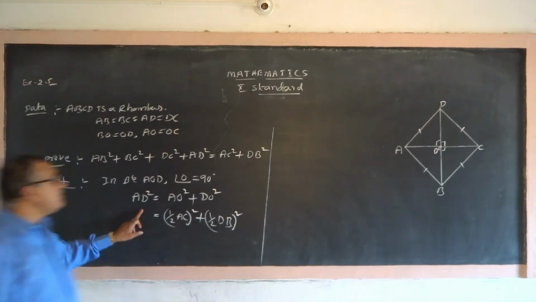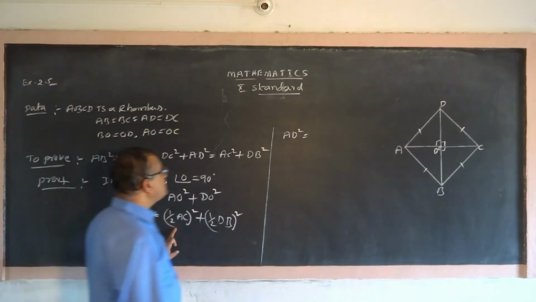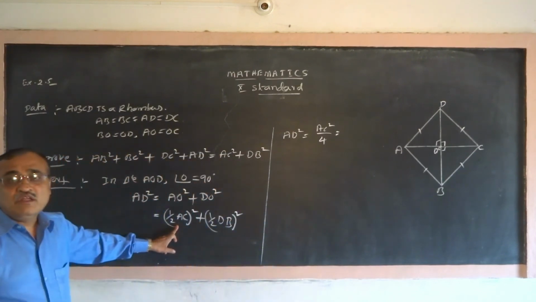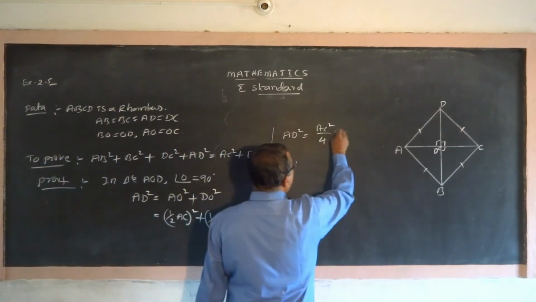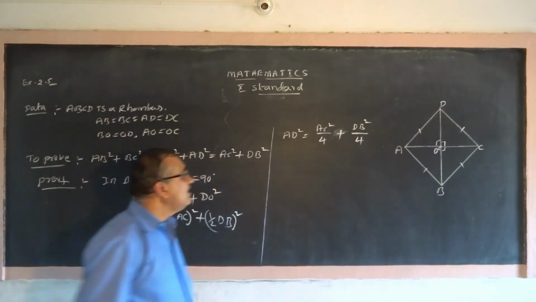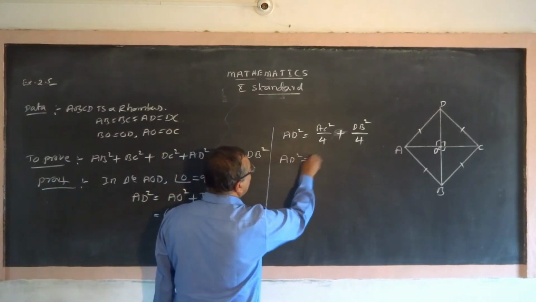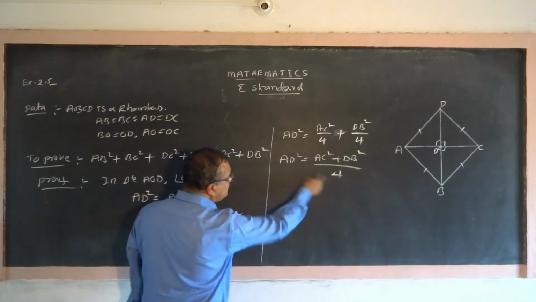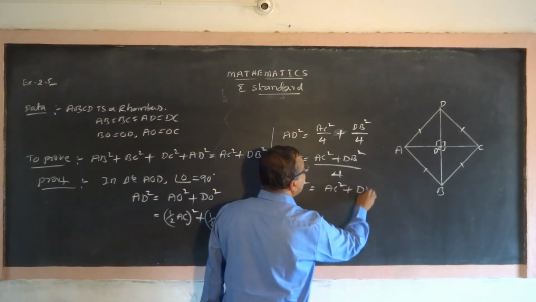So therefore AD square is equal to half of AC whole square, which means AC square by 4. Half square means 1 by 2 into 1 by 2 is 1 by 4. Like that, AC square plus DB square by 4. Now take care of the LCM and then cross multiply. AD square equals AC square plus DB square by 4. Cross multiply: 4AD square equals AC square plus DB square.